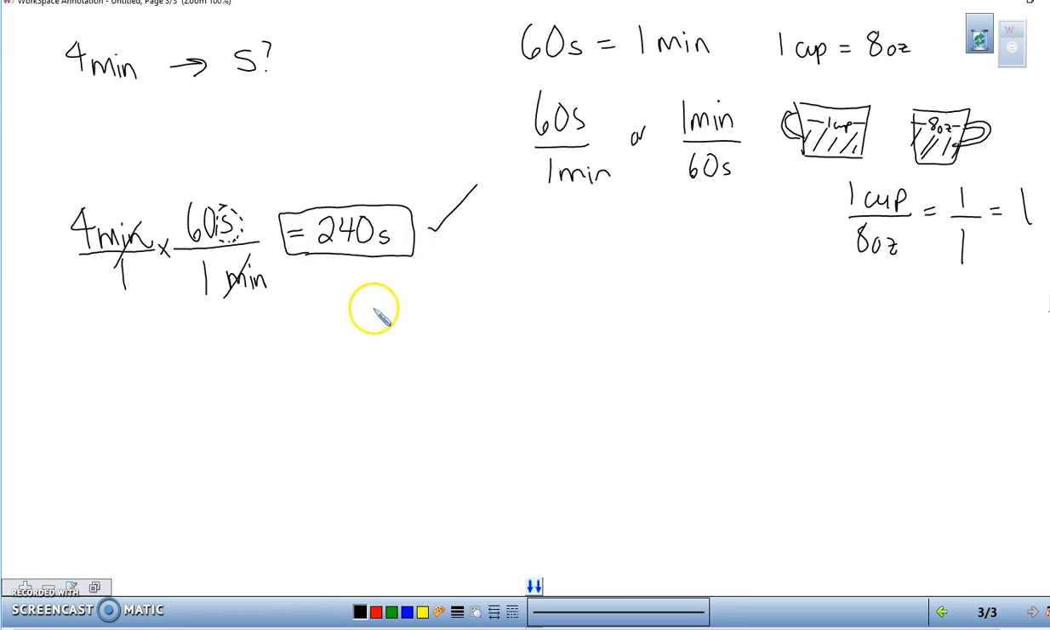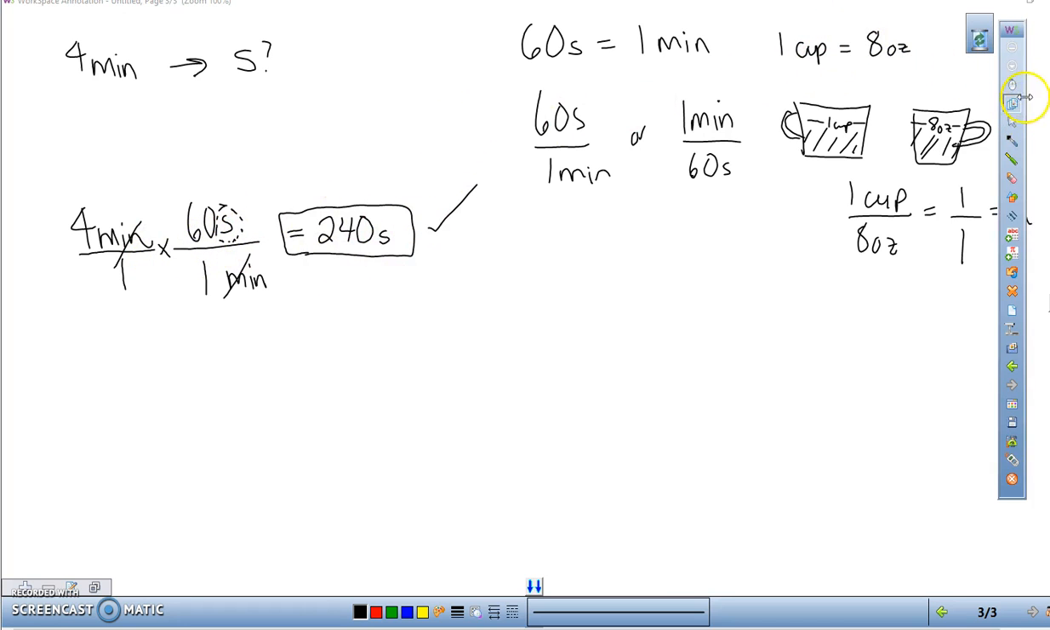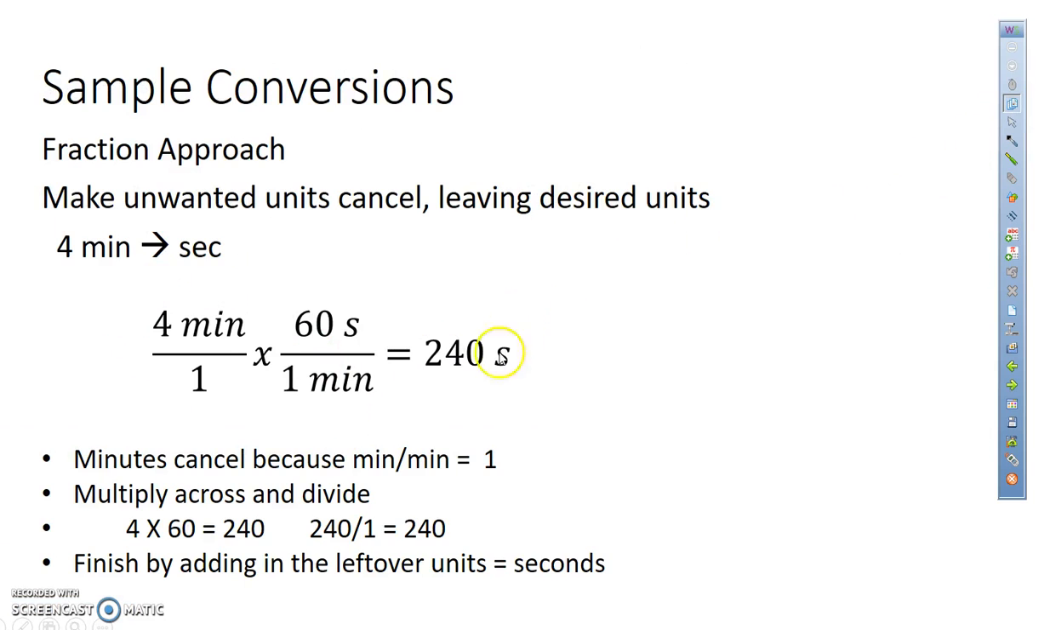And that seems about reasonable because there's 60 seconds for every minute, times 4, 240. So that looks pretty good. And you can see that's exactly what I did here. This is my logic. And then I talk about what I did.